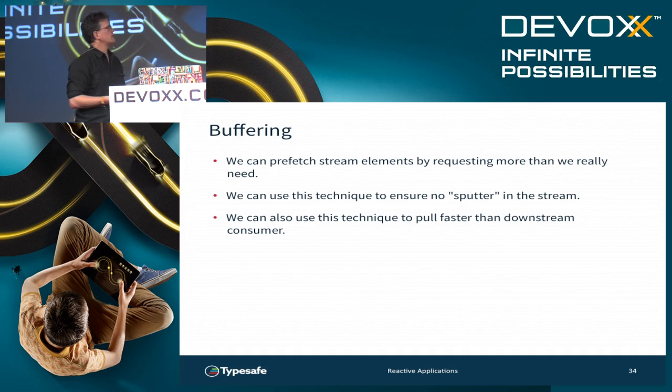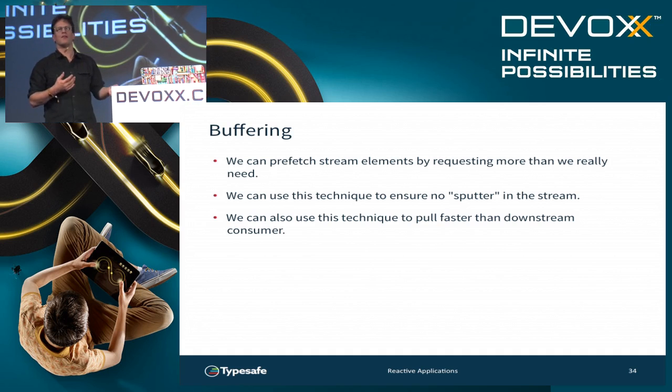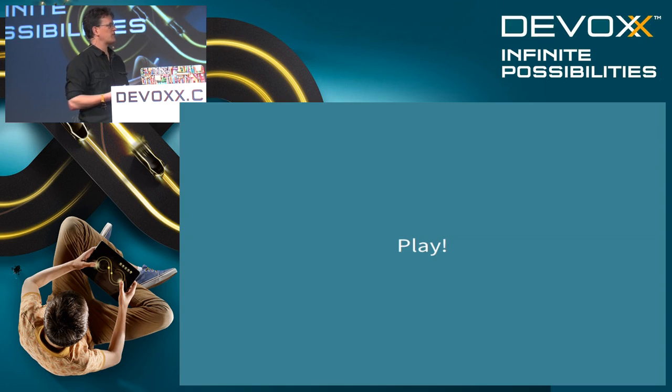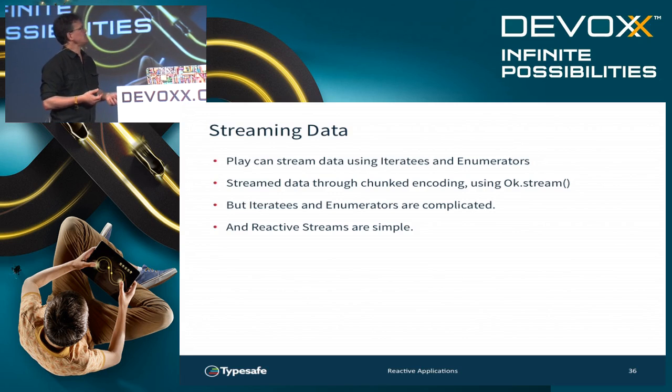So we can ensure that there's no sputter. We can ensure that the well never runs dry, because we always have packets available to hand out. And we can also use it to pull faster than the downstream consumer, which can be useful as long as we know that we're not pulling too much.